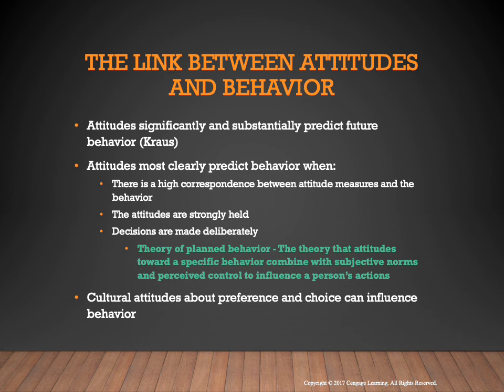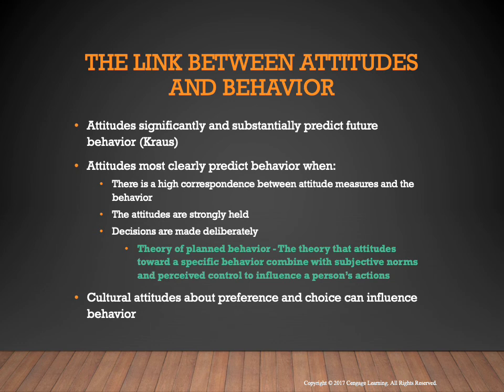The link between attitudes and behaviors. Attitudes significantly and substantially predict future behavior. However, certain conditions need to be in place. Attitudes most clearly predict behavior when there's a high correspondence between the attitude measured and the behavior. So if you have a strong attitude or belief about something, it's going to be much more likely that it'll affect the behavior. The attitude has to be strongly held, and decisions are made deliberately, so you have time to make the decision. So you're responding versus reacting.